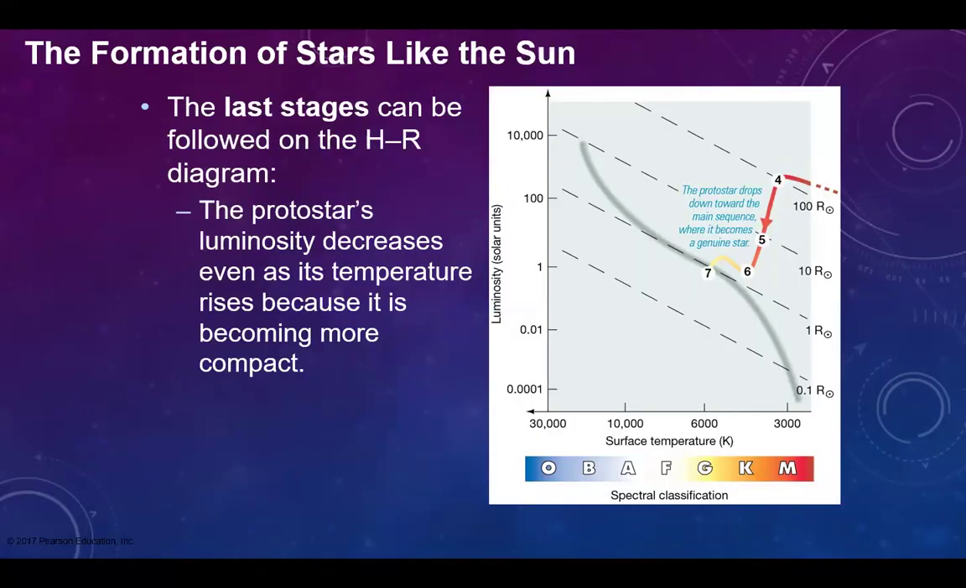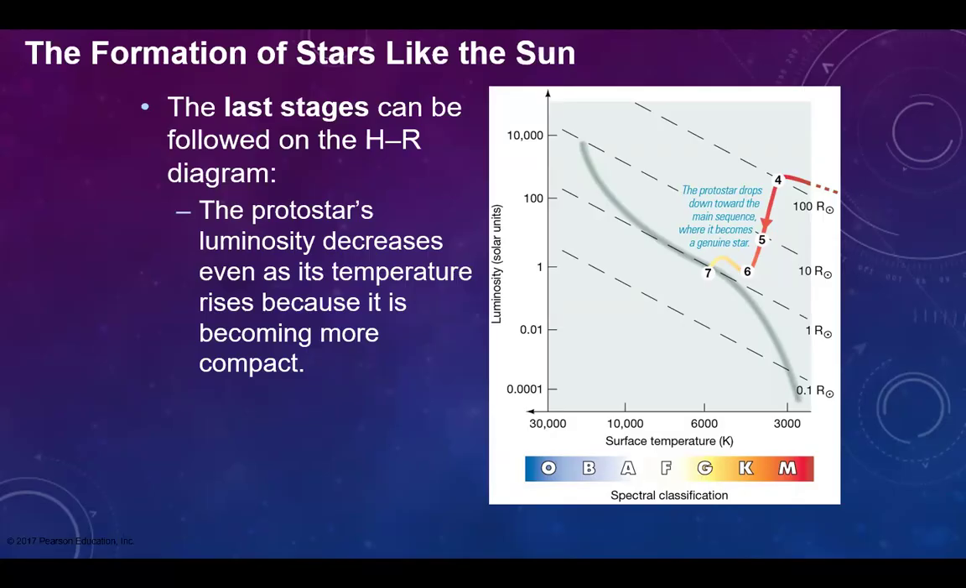And then the last stages can be followed on the HR diagram. It gets hotter and denser, so it gets smaller, so it actually gets dimmer. And then at this point, the 6 here, this is when fusion begins. So this is just gravitational collapse heating it up. And then fusion begins, it warms up, and then settles into equilibrium on the main sequence. So the protostar's luminosity decreases even as its temperature rises because it's getting a lot smaller.